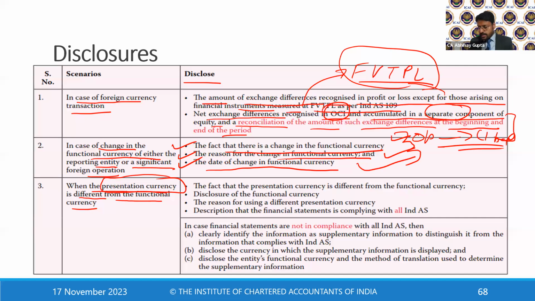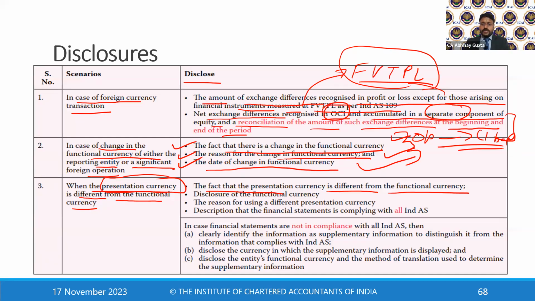What are those? Number one, the fact that the presentation currency is different from the functional currency. So first of all, I say, boss, my functional currency is INR, but I am preparing an additional set of financial statements in USD, and my presentation currency USD is different from my functional currency INR. This fact I will be disclosing in my USD financial statements, right?